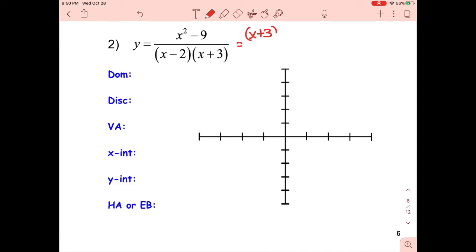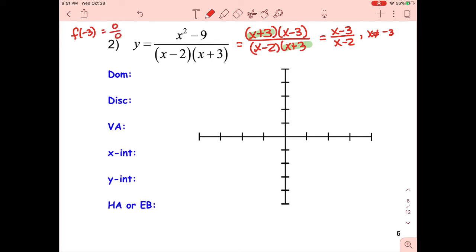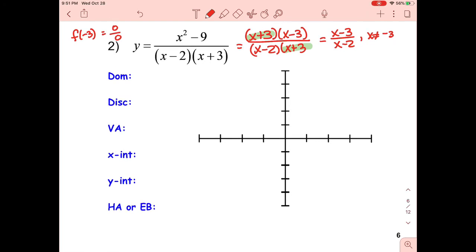So the second problem, a little more work to it. We'll factor the top into x plus 3, x minus 3. Divide bottom's x minus 2, x plus 3. We can see that the x plus 3's are going to cancel, which gives me x minus 3 over x minus 2. And of course, y equals that only if x is not equal to negative 3. Because we know that f of negative 3 will give us 0 on top and 0 on the bottom.